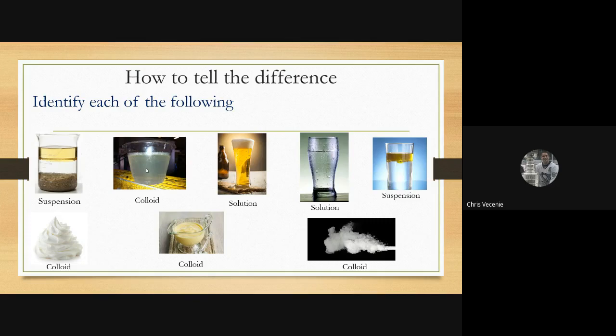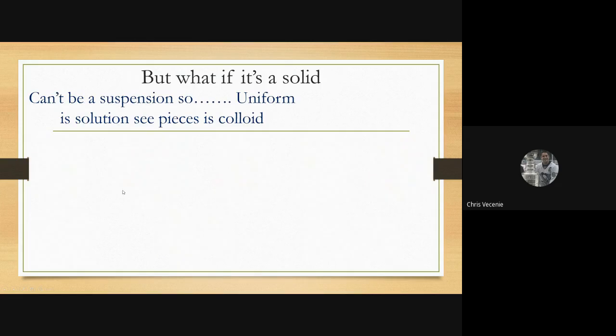So what do we do if our mixture doesn't have liquid or gas in it? Because that system works so long as our dispersing medium is a liquid or a gas. What if we have a solid mixture? The first thing I can say is it can't be a suspension if I have a solid, because it can't possibly separate while standing. If I pick the solid up, it all sticks together, so it can't pull apart into layers. So now you're just down to a 50-50: is it a solution or is it a colloid?